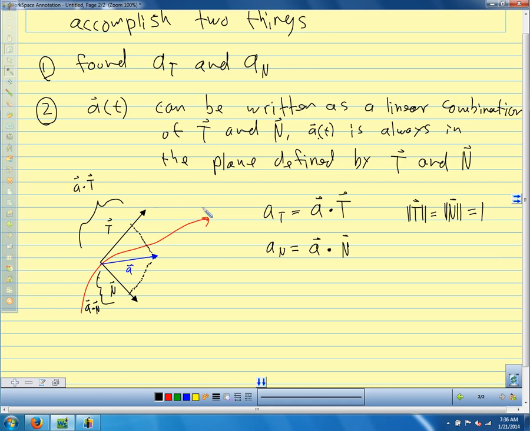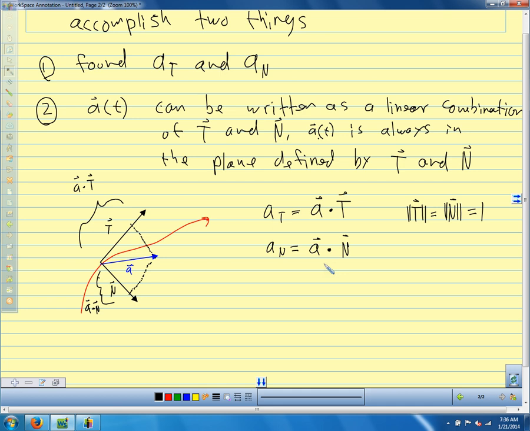So our tangential component of acceleration is also given by the dot product of the acceleration with the unit tangent vector, and the normal component of acceleration is given by the dot product with the normal vector. This gives us another way to work with these.